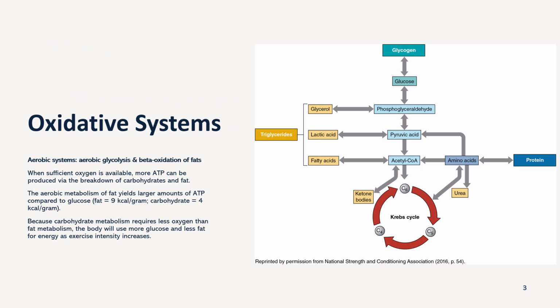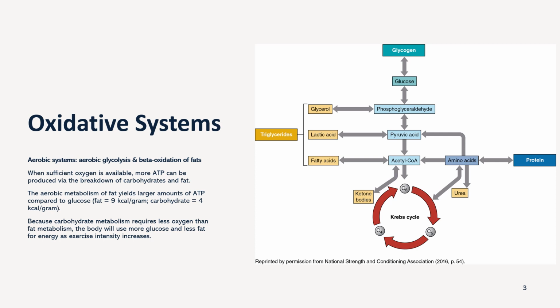The aerobic energy systems which rely on oxygen include aerobic glycolysis and beta oxidation of fat. So aerobic glycolysis is the continuation of glycolysis in the presence of oxygen. It occurs within the mitochondria and is an important pathway for energy production during endurance activities. Here's how it works. Glycolysis starts in the cytoplasm and involves the breakdown of glucose into pyruvate. During this process, 2 molecules of ATP are produced.